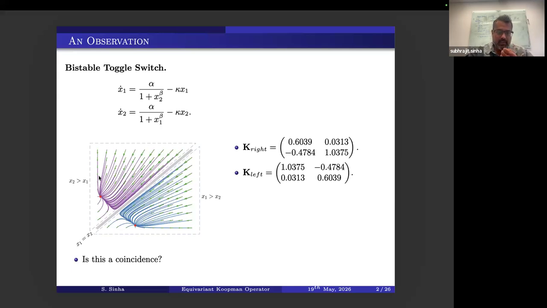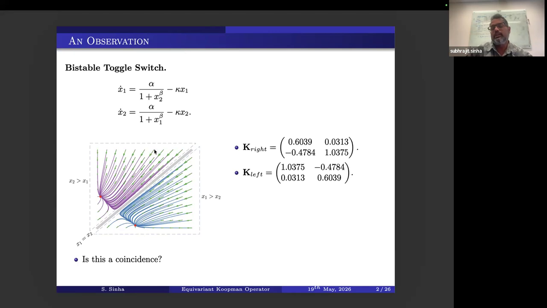There we had an example of a bistable toggle switch, and this is how the equations look. You can see that this system is symmetric under the transformation x1 goes to x2 and x2 goes to x1. From this phase portrait, you can see it has two invariant sets. We computed a local Koopman operator in each of these invariant sets, and then we looked at how to fuse them.